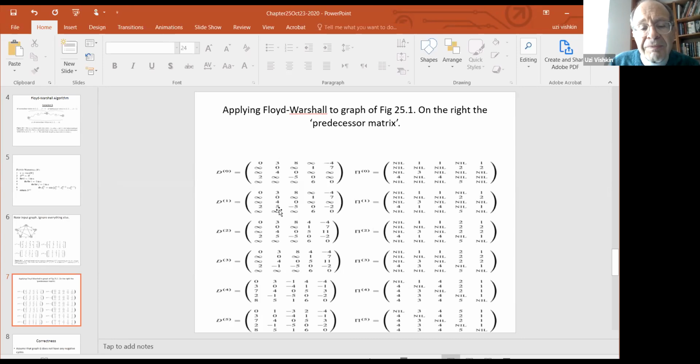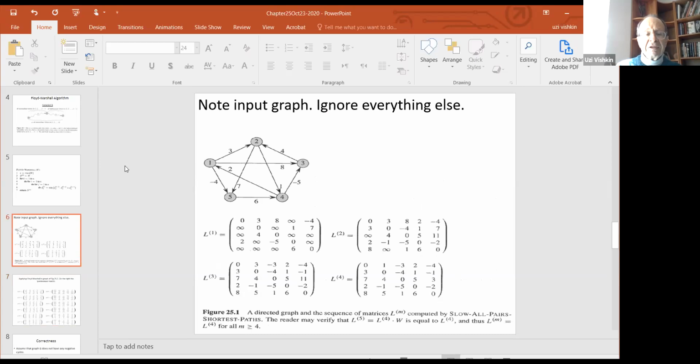So from 4 to 2, the ability to stop at 1 allowed me to replace the infinity by 5. So from 4 to 2 via 1. Let's verify that. From 4 to 2 via 1, you see, I get this 5. Instead of getting the infinity from 4 to 2, I now have a 5.